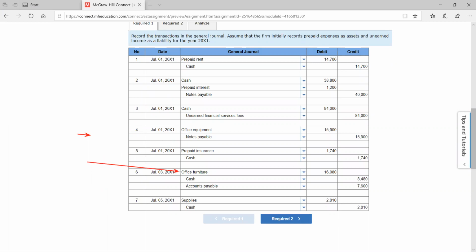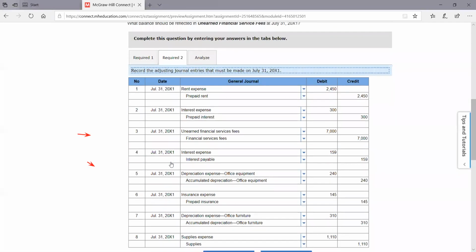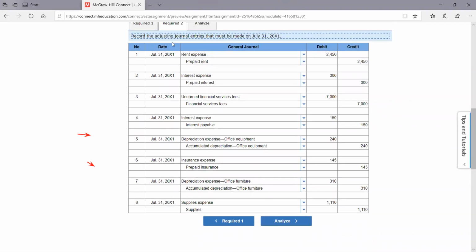Here's your prepaid insurance. There's your office furniture. Notice this one's accounts payable and not notes payable, so there's no interest on this one. You typically only have interest on the note. And then, of course, the last one is supplies. So let's check out your adjustments. And you'll note, again, here is your rent expense. There's your interest expense, unearned revenue adjustment. Again, notice I said on this one you have 2 of them. So you're going to have an interest expense adjustment, and then there's your depreciation. Again, you have another insurance adjustment, another depreciation, and of course your supplies.